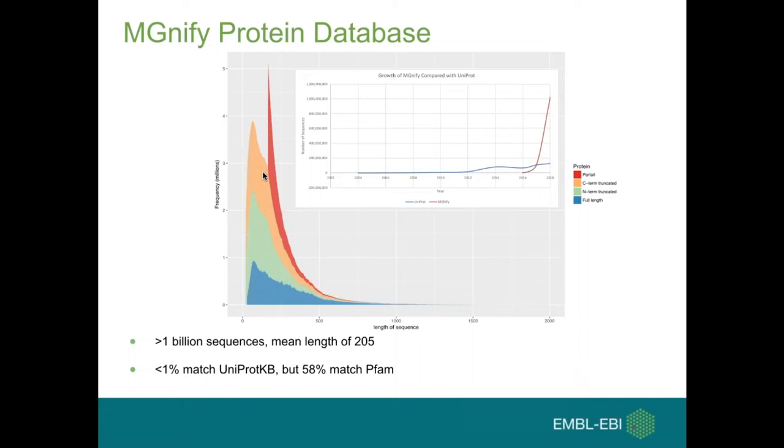Those sequences have a mean length of about 205 amino acids, which is actually not bad. However, if we compare that to UniProt, less than 1% has an equivalent UniProt sequence. But interestingly enough, Pfam, which is a protein family database that uses profile hidden Markov models, is able to annotate 58% of those, even though they've come from a very diverse set of sequences.